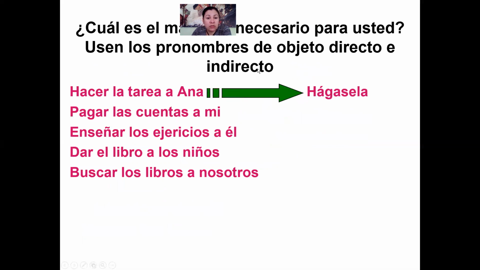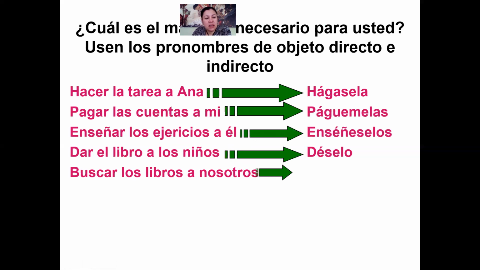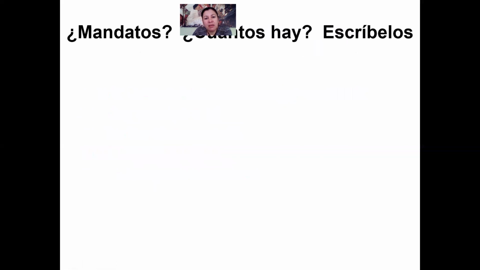Now we have the two pronouns. Before it was just the homework. Now it's the homework for Ana. So we have se la, hágasela. Now before it was the bills. Now the bills are for me. I'm telling you to pay the bills for me, my bills, and it will be páguemelas. Teach the exercise to him, and then enséñaselos. Dé el libro, déselo, and buscar los libros a nosotros, búsquenoslos. Okay? There we have it.